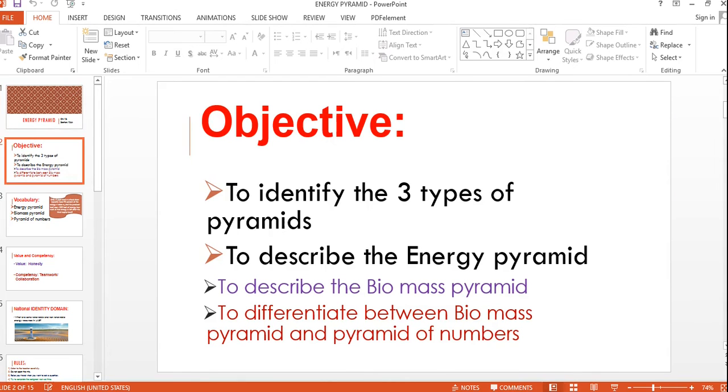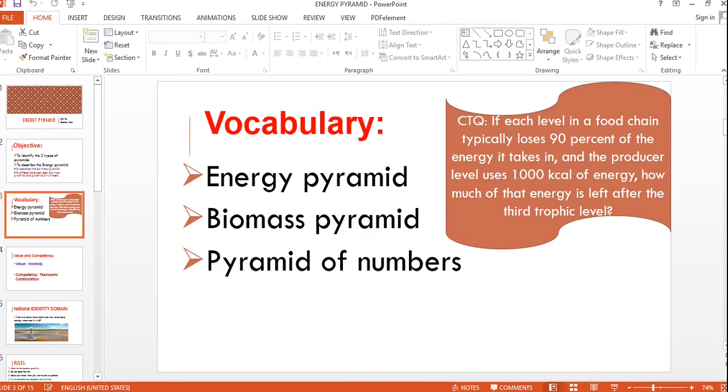Now, our lesson objective for today is, number one, to identify the three types of pyramids. Number two, to describe the energy pyramid. Number three, to describe biomass pyramid. Also, we will describe pyramid of numbers. The new words that you will learn in this lesson are energy pyramid, biomass pyramid, pyramid of numbers.